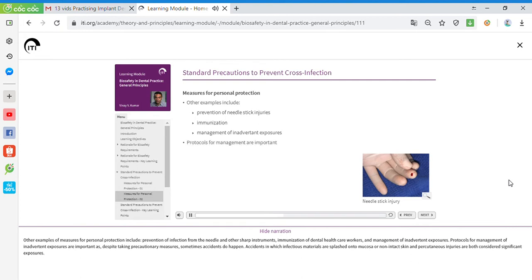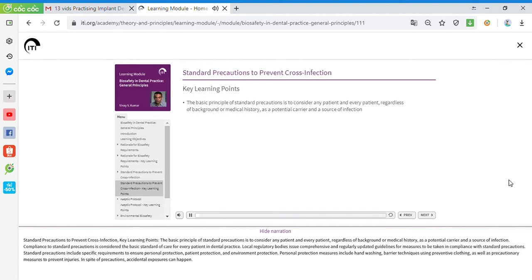Protocols for management of inadvertent exposures are important as, despite taking precautionary measures, sometimes accidents do happen. Accidents in which infectious materials are splashed onto mucosa or non-intact skin, and percutaneous injuries are both considered significant exposures.